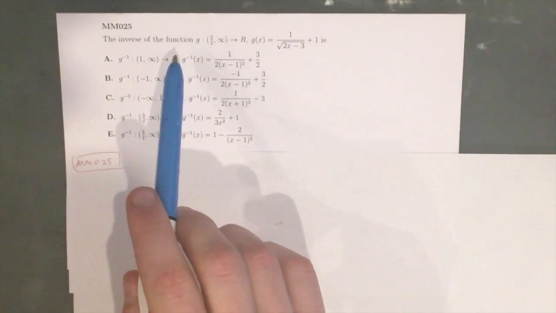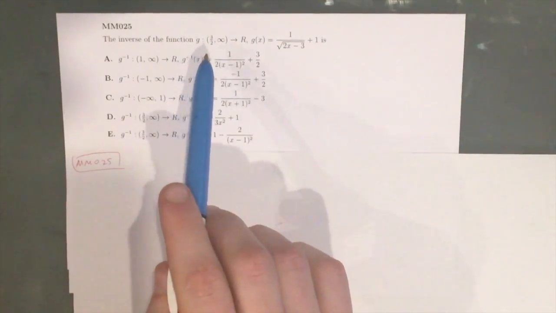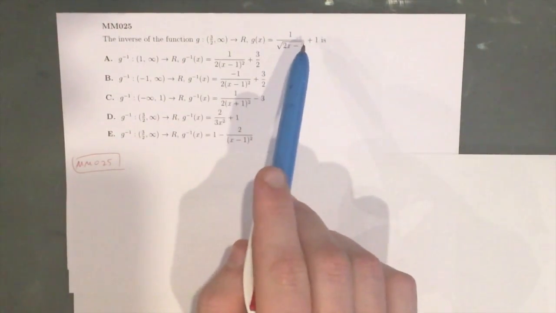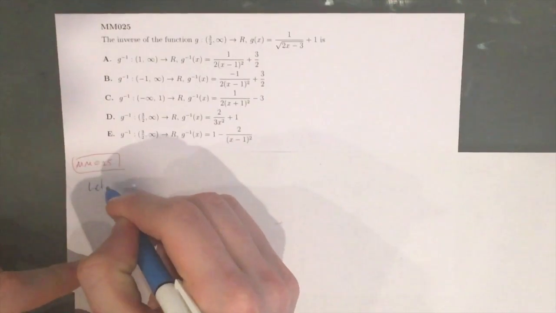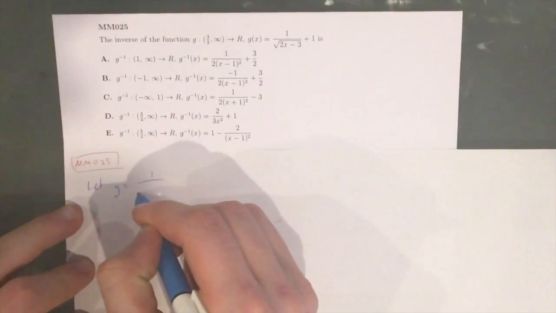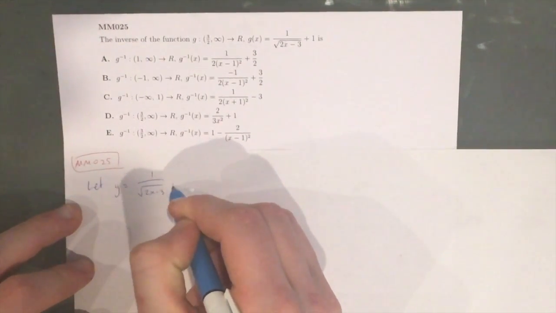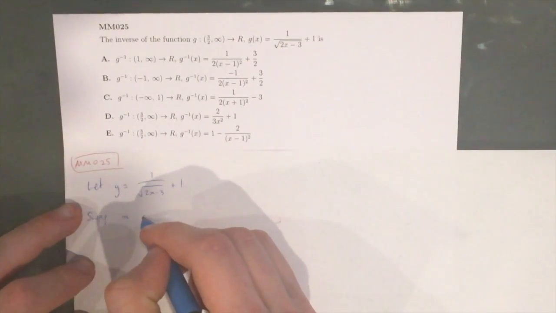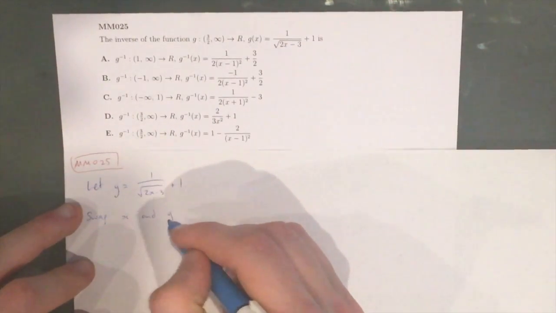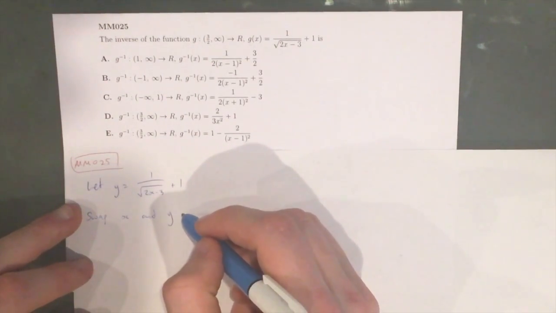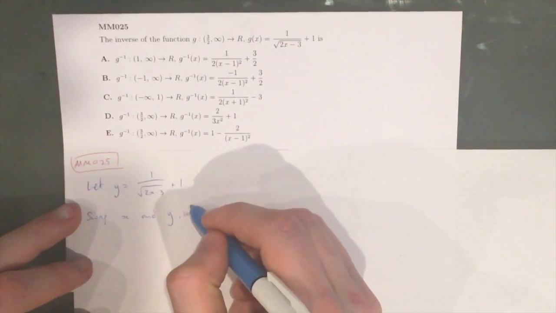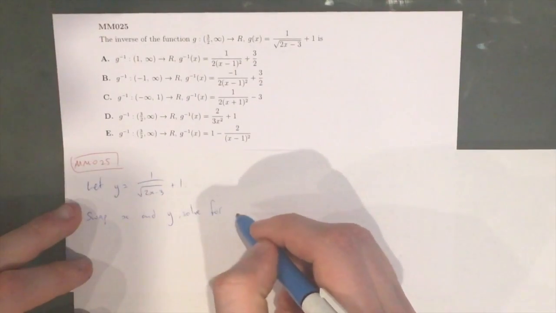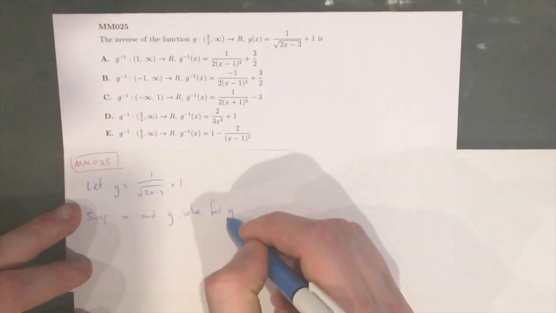So finding the inverse, again, all we need to do is swap x and y in the equation and then solve for y. So we let y equal 1 over root 2x take 3, plus 1. And then we need to write, again, not so important on the multiple choice questions because you don't need to show working, but on the short answer, you definitely need to do this step. So swap x and y, solve for y.